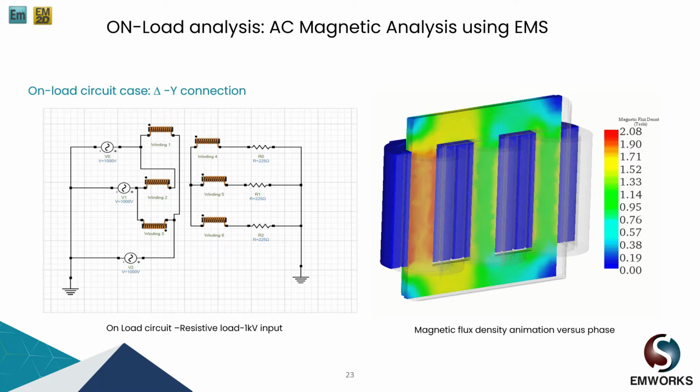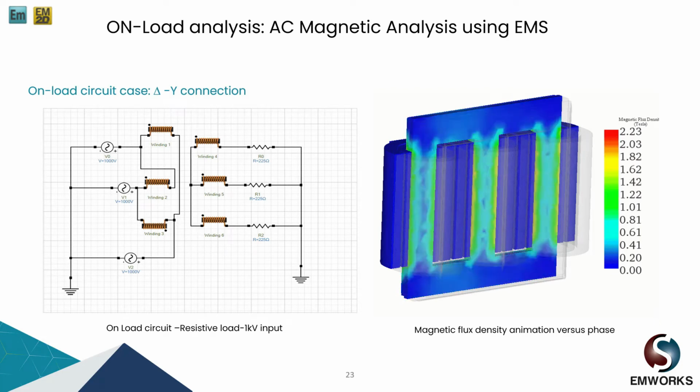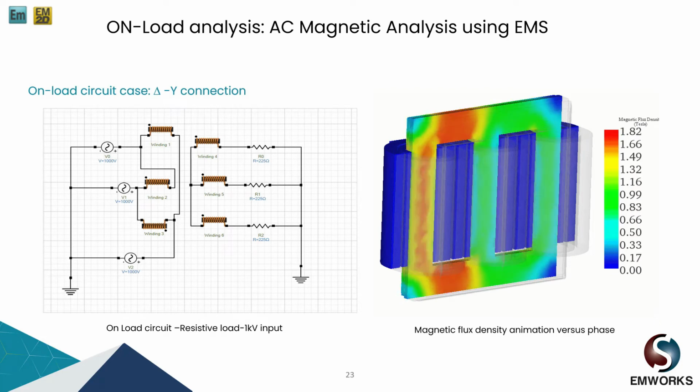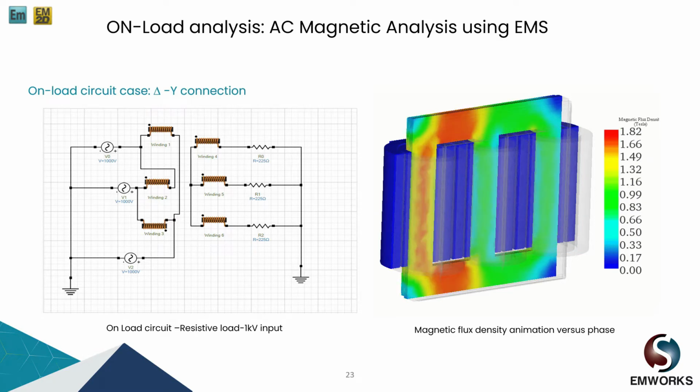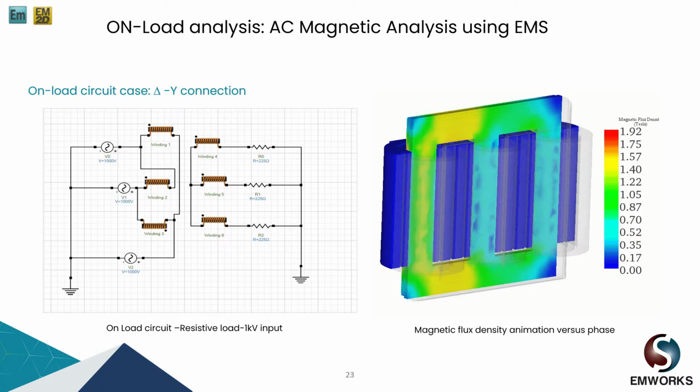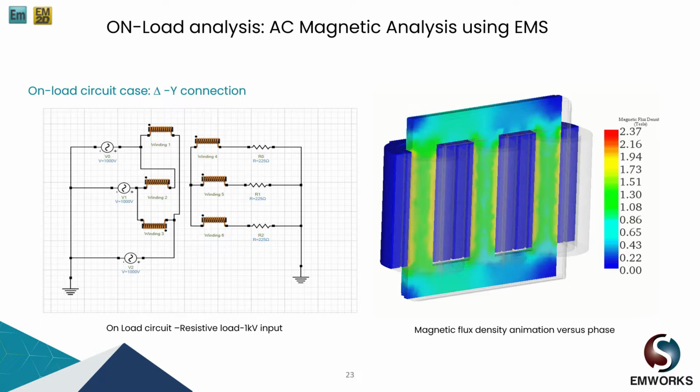Here we have a load connected to the secondary side, and we have a delta connection at the primary side. At the right side we can see the full 3D model and the cross-section view of the magnetic flux. It is versus phase here, so the distribution of the flux versus phase.